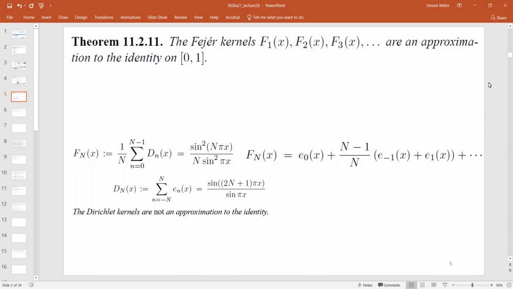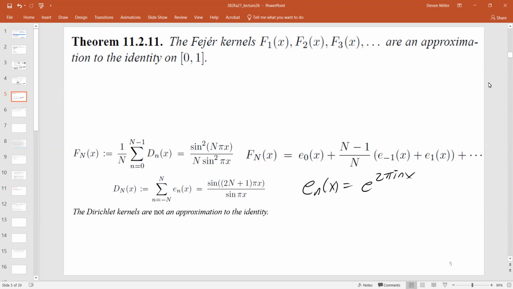Well, if I integrate from 0 to 1, remember e_n(x) is e to the 2 pi i n x. Only e_0(x) integrates to 1. Everything else integrates to 0. So looking at this expansion for F_n(x), it's clear that it integrates to 1. It's clear that it's non-negative. All we have to do is show that the mass is concentrated near the origin.